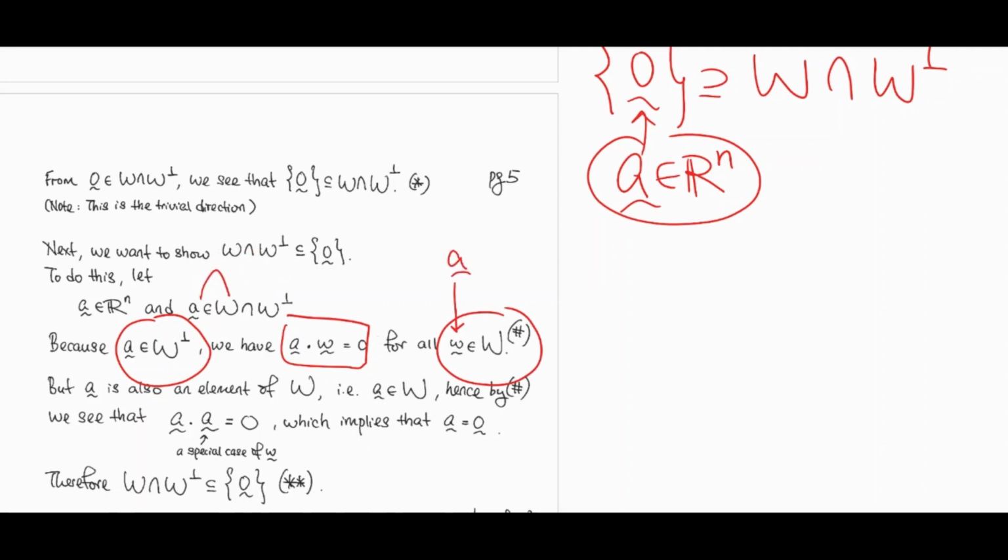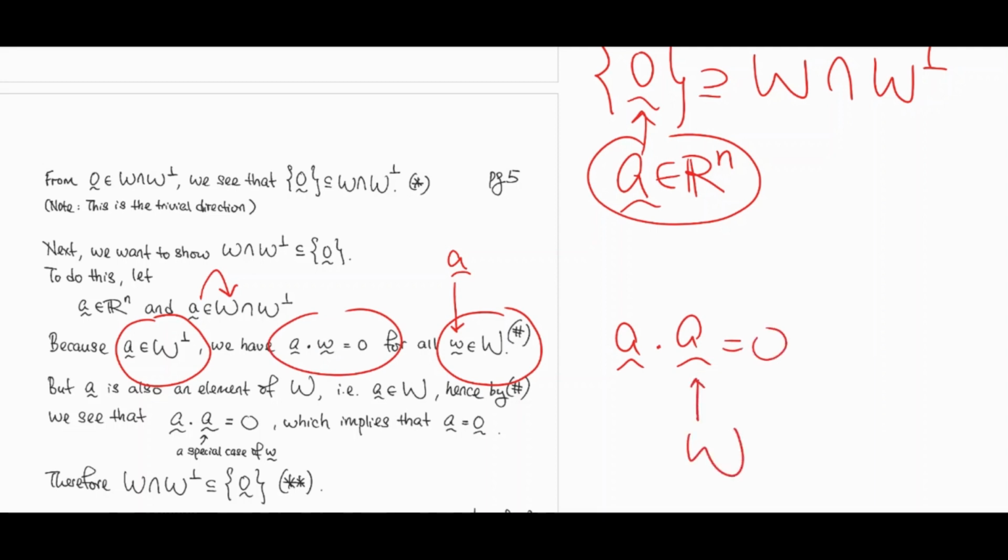How do you know that? Because we take an element that is in the intersection of these two sets. So in particular, A is in W. Which means that when you go through all the possible W, one of them is actually A. So A dot W has to be equal to 0 for all the W. In particular, A dot A must be equal to 0. How do we know that? Because this one right here is one of the elements in W.